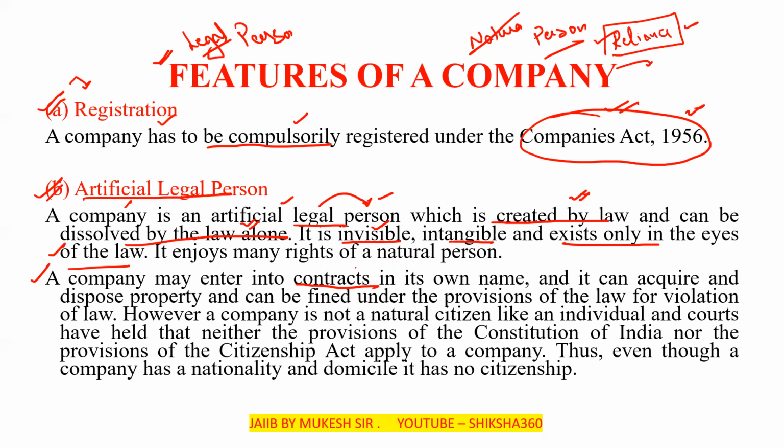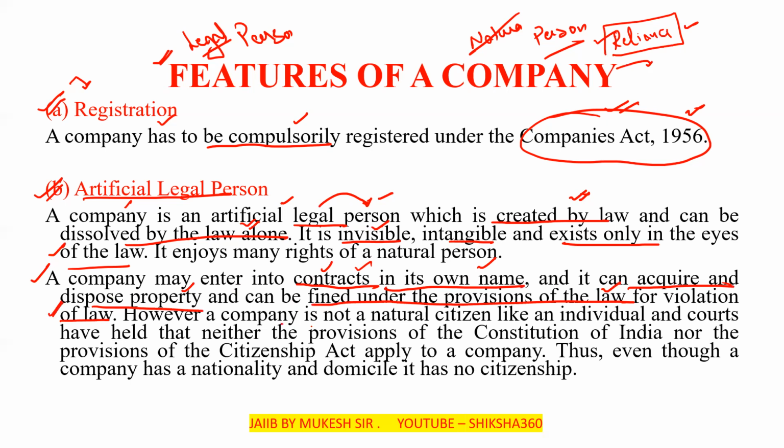A company may enter into contracts in its own name, and it can acquire and dispose of property and can be fined under the provisions of the law. Basically, if they do any wrong, they will also be fined, under the provision of the law, for violation of the law.